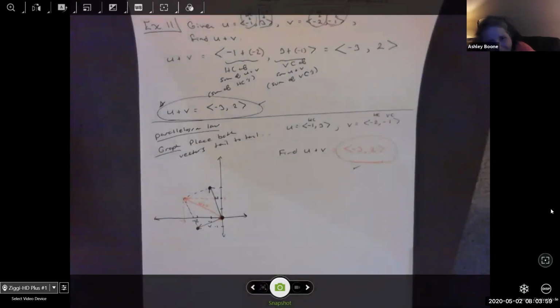Which way would you prefer to do, right? These were nice numbers. It wasn't bad to look at a sketch, but I wouldn't want to sketch everything. It would take too much time, okay?